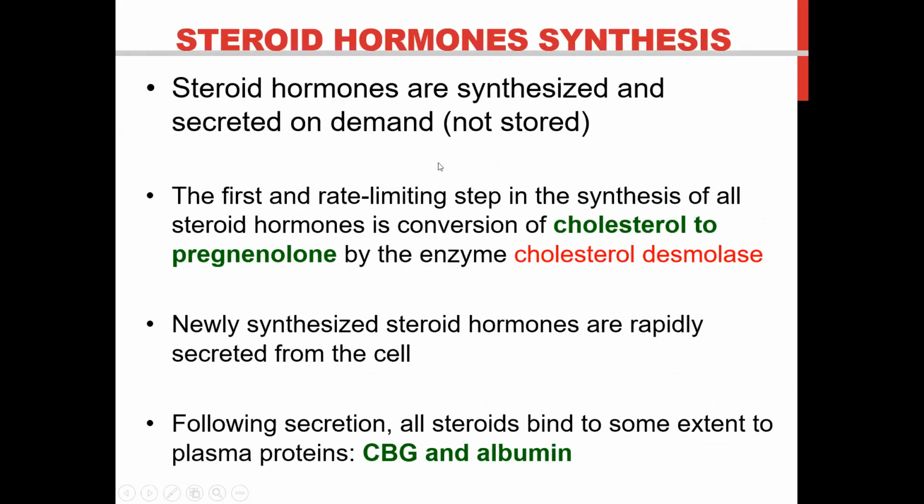For this one, steroid hormones are synthesized and secreted on demand. They are not stored. The first and rate-limiting step in the synthesis of all steroid hormones is the conversion of cholesterol to pregnenolone by the enzyme cholesterol desmolase. Now, the newly synthesized steroid hormones are rapidly secreted from the cell, and following secretion, all steroids bind to some extent to plasma proteins, the corticosteroid-binding globulin and albumin.